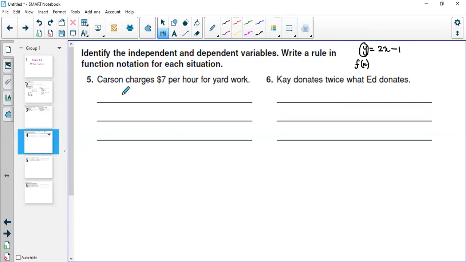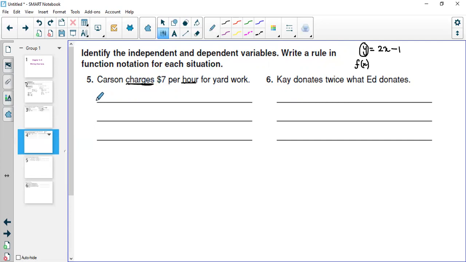So the question here is, Carson charges $7 per hour for yard work. So first let's identify the variables here. What are the two variables here? One is the charges, right? The cost is the variable. And what is the other variable? The number of hours. Because if he works for 1 hour, he gets $7. If he works for 2, he gets $14. So first let's write this.